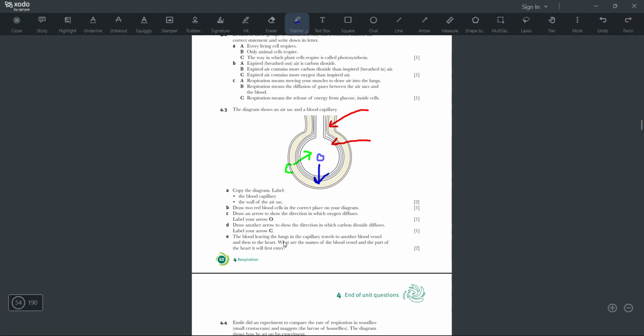And the blood leaving the lungs in the capillary travels to another blood vessel and then to the heart. What's the name of the blood vessel and the part of the heart it will enter first? So you've got the left side of your heart, and you've got your pulmonary vein taking your blood into your left atrium first. That's where it's going to enter the heart. Okay. Then undo.